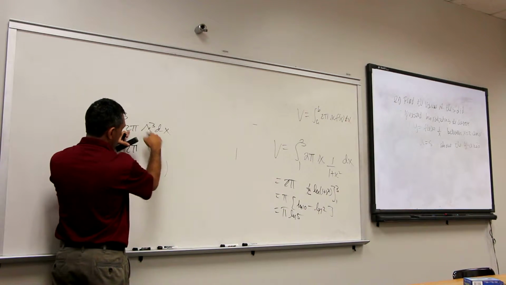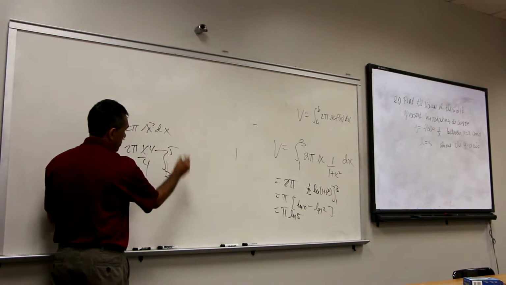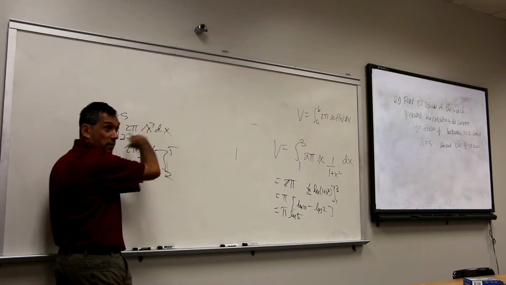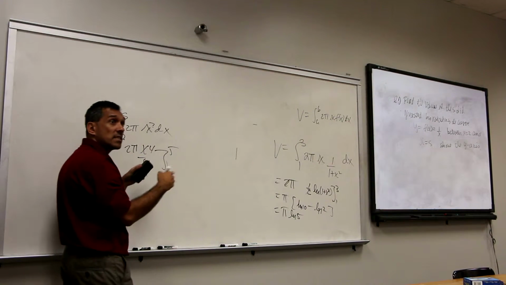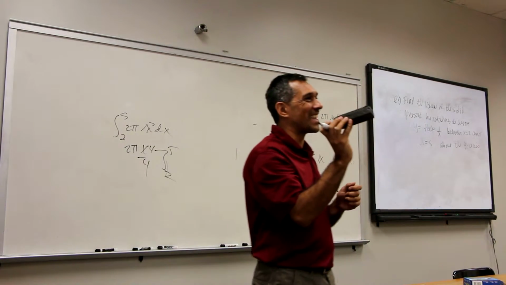Well, the antiderivative of this is the constant times the antiderivative of that, being x to the 4 over 4, evaluated at 5, evaluated at 2. Now you have to put the 5 into that function, put the 2 into that function, and good. Are you with me?